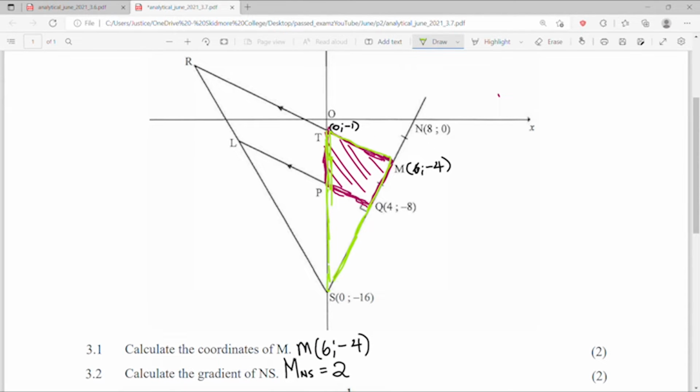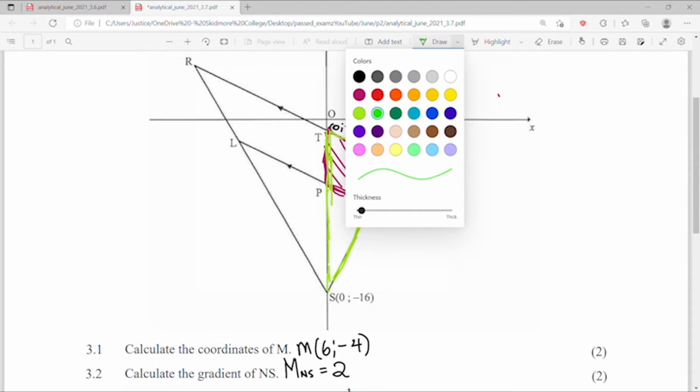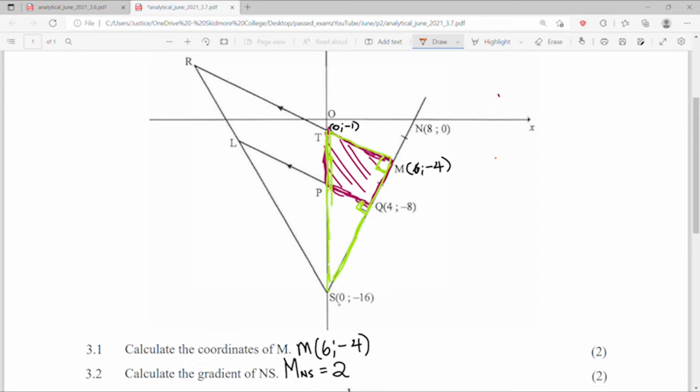because this line QL is parallel to MR, which means because this one here is 90, this one is also going to be 90. So we have a bigger triangle that is MTS, right? That is a bigger triangle. And then we also have a smaller triangle, different color. This triangle right here, which is PSQ.